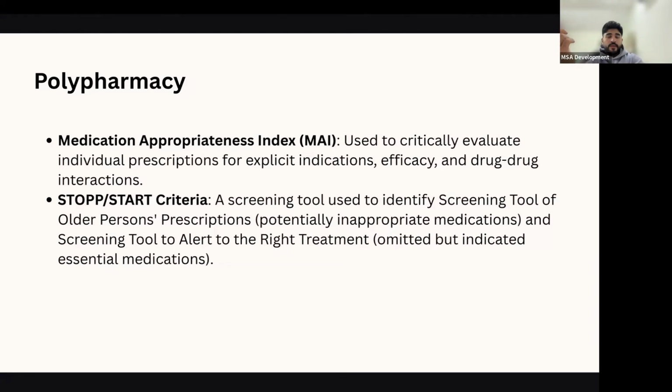Some medications could interact and worsen the situation of a patient, so we wouldn't want to do that. Now, what the slide mentioned is that there are certain indexes and criteria you can refer to in order to evaluate the prescriptions of these patients, to make sure there's no drug-drug interaction, and to look at efficacy as well. So these are the medication appropriateness index and the STOPP/START criteria. Honestly, I don't think you are going to be tested on this, but in case it pops up as an MCQ, here you go.